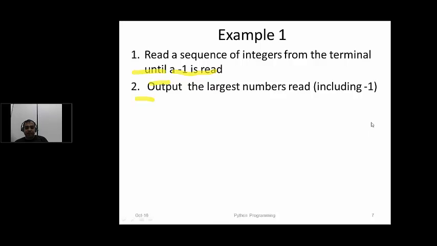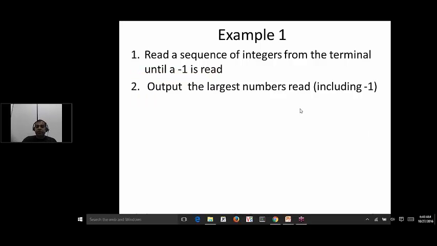let's take another example. In this example, we want to read a sequence of integers from the terminal until a -1 is read, and then we have to output the largest number that has been read, including the terminating -1. We don't know how many integers will be present on the terminal, how many integers the user is going to give us, but what we know is whenever we see a -1, we can assume the sequence has ended and we have to output the largest number. So this is where while loops are very handy when you are not sure how many times the loop body is going to run.